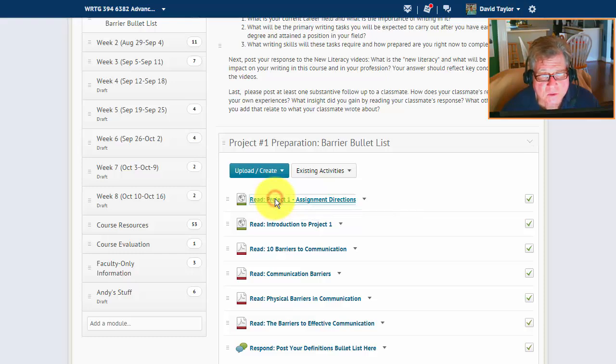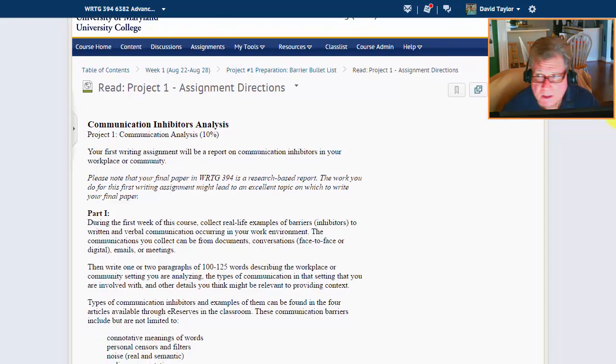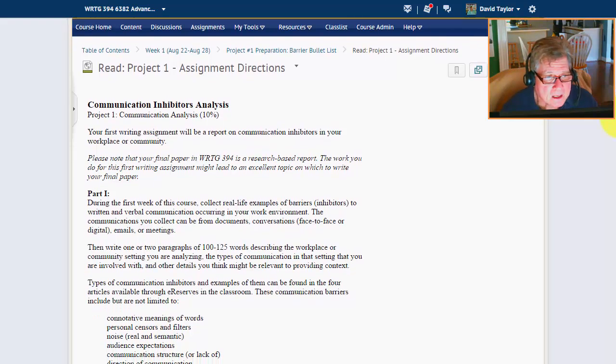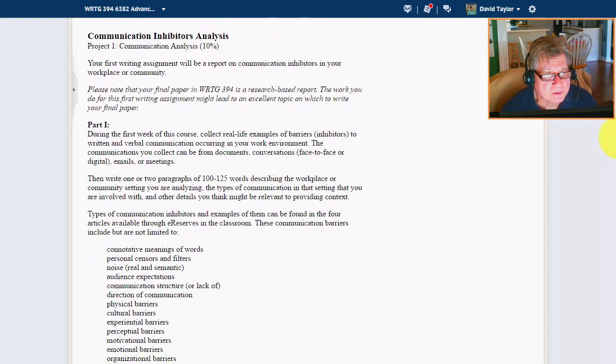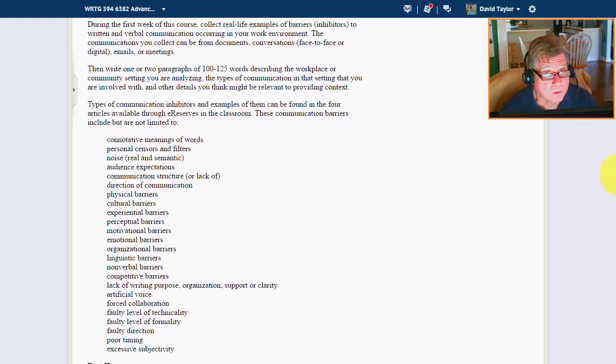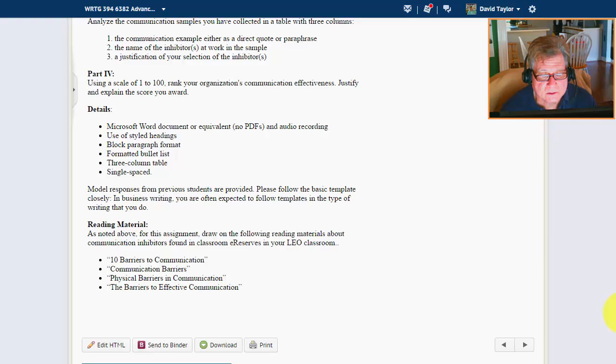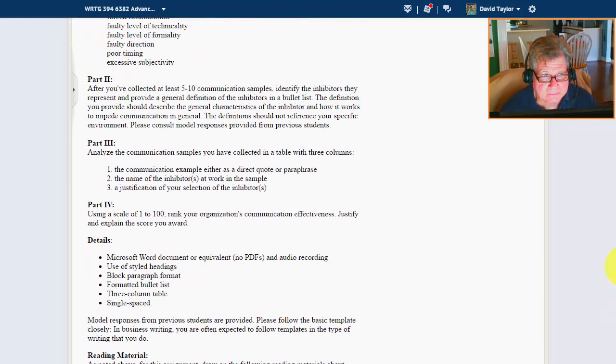The first thing that you're going to read is the assignment directions for your paper number one, which is due on, let's see, looks like 2 weeks. So that would be September 4th. And here are the full assignment directions for that paper. This paper again is not due for 2 weeks. And please follow these directions precisely.